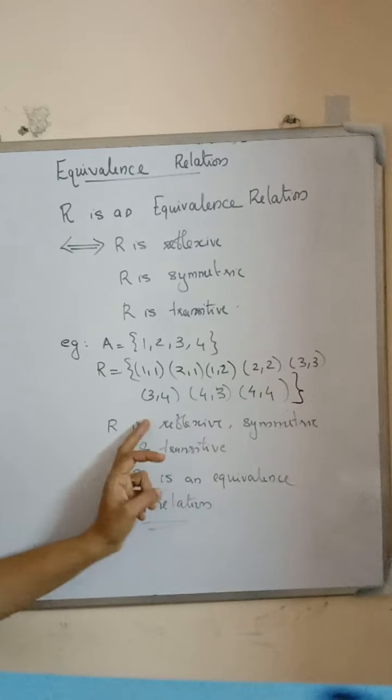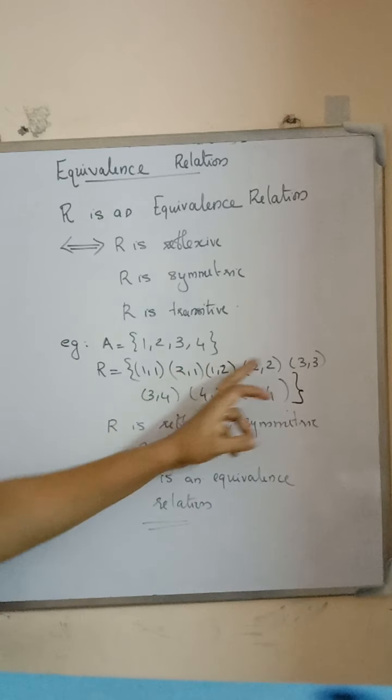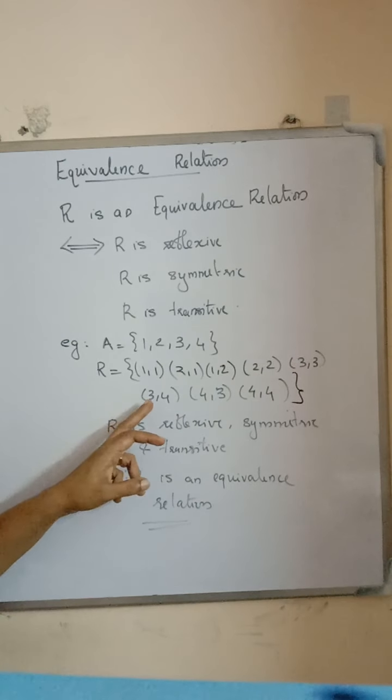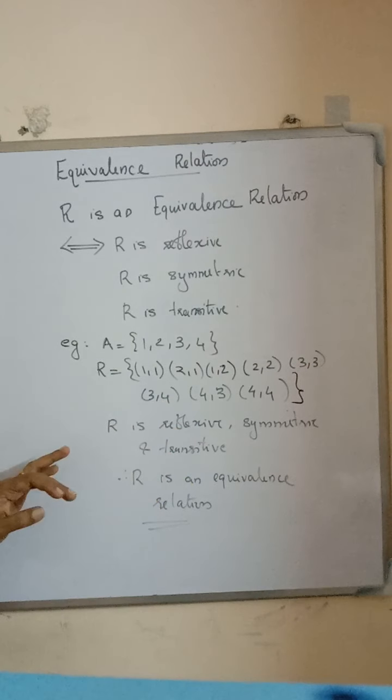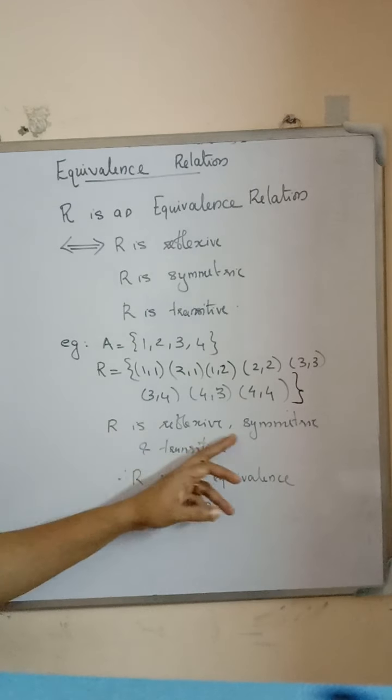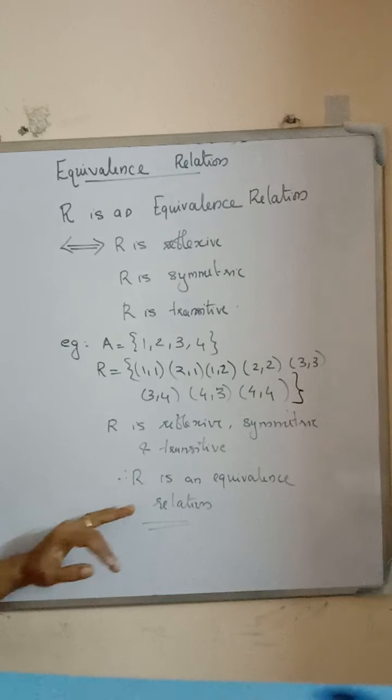Also, (3,3) is an element in R and (3,4) is an element in R, then (3,4) also belongs to R. Similarly, this relation is transitive. The relation is reflexive, symmetric and transitive. Therefore, this relation is an equivalence relation.